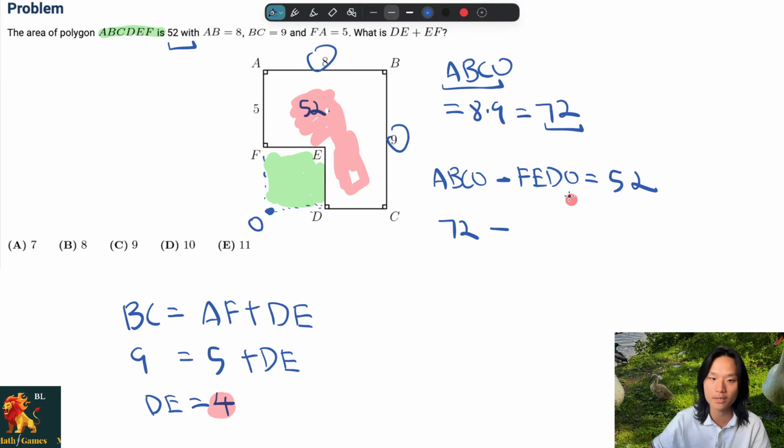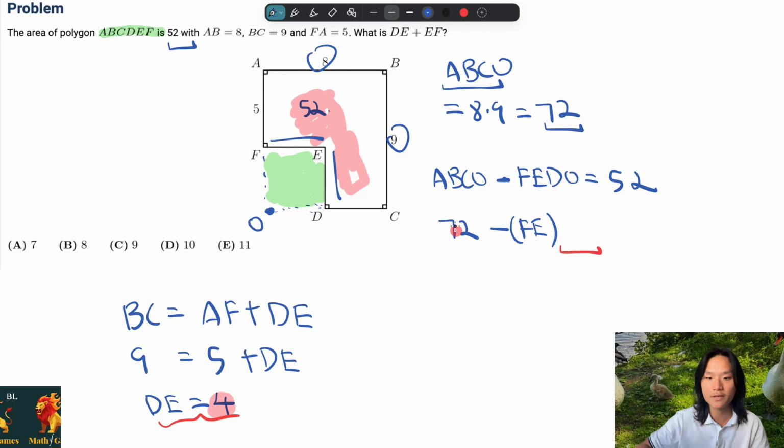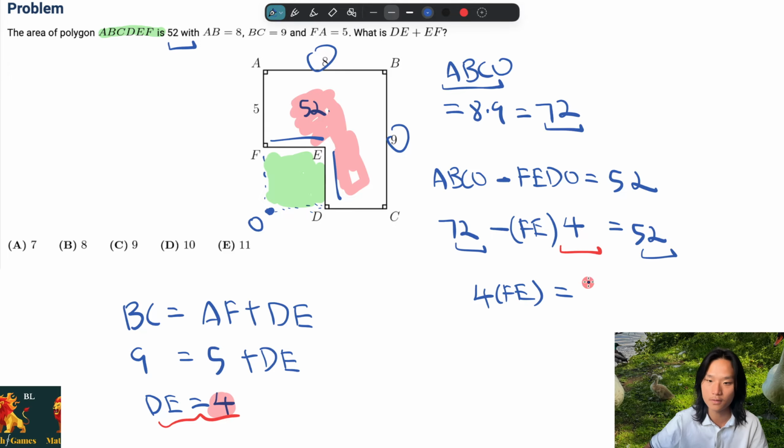And if we minus FEDO, which can be found by multiplying FE by ED, where FE is the unknown and we already found DE is 4, then 72 minus FE times 4 equals 52. If we solve this equation, we get 4FE equals 72 minus 52, which is 20. So the length of FE is 20 divided by 4, which is 5.